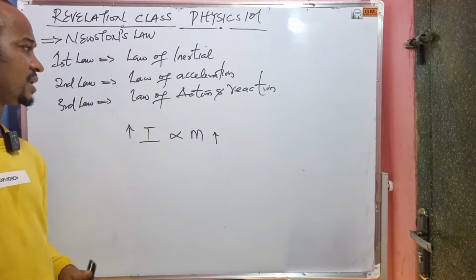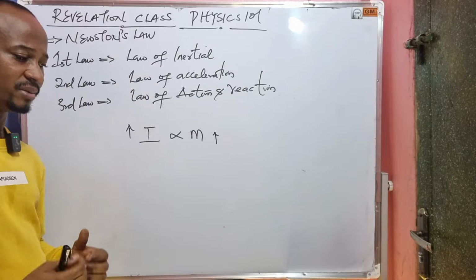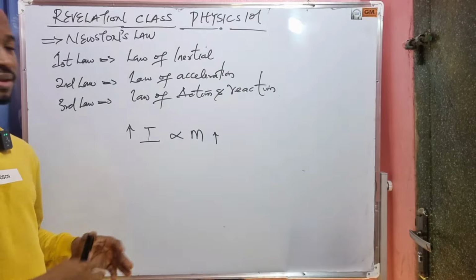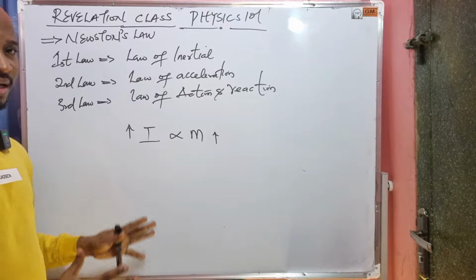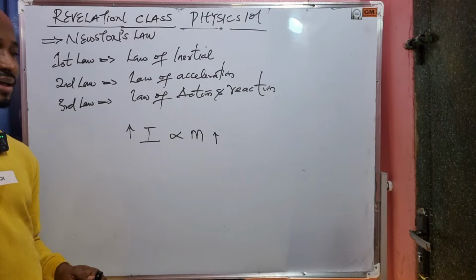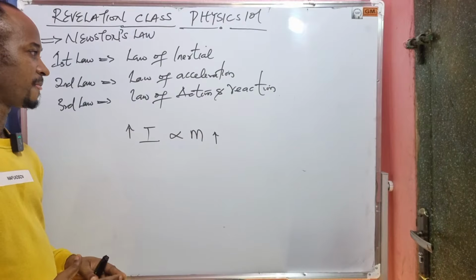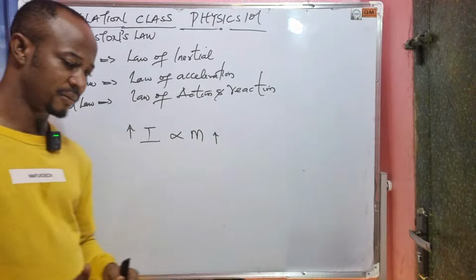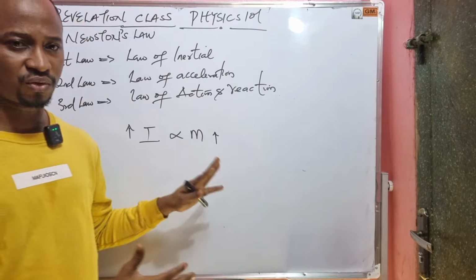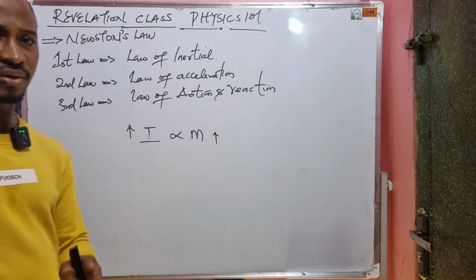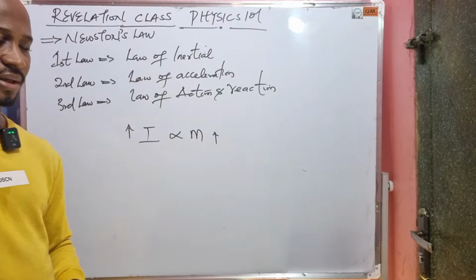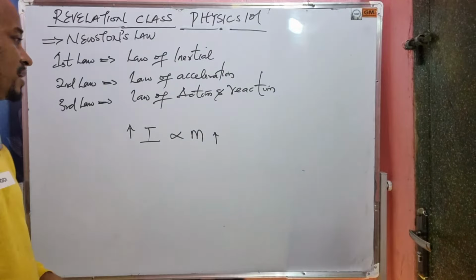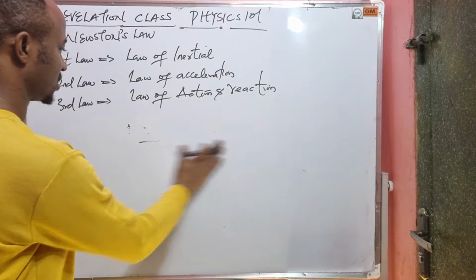This law states that every object will continue in its state of rest or of uniform motion in a straight line unless acted upon by an external force. That is the first law, the law of inertia. What is the implication of that law?